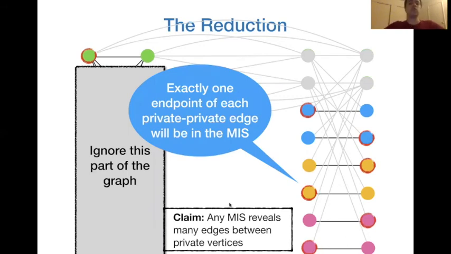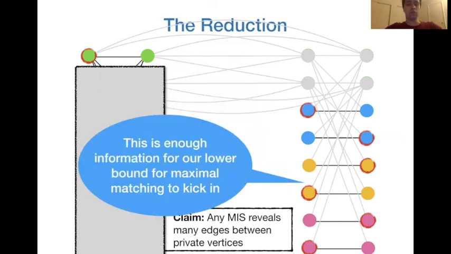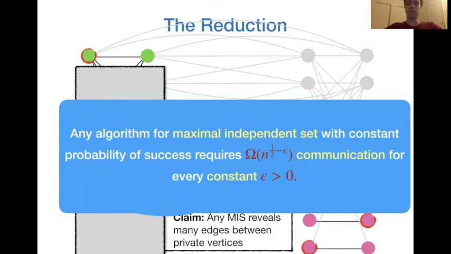And what we can show is that this is enough information for our lower bound to kick in. So even revealing one vertex as the endpoint of each of the private edges is too much information revealed from the private edges, and we are able to prove the lower bound. And basically, that's how we get the result for maximal independent set.